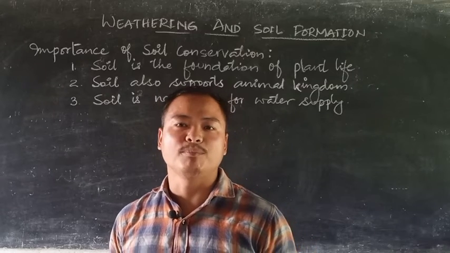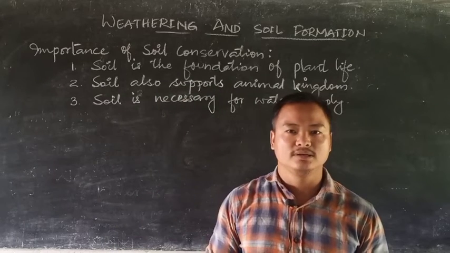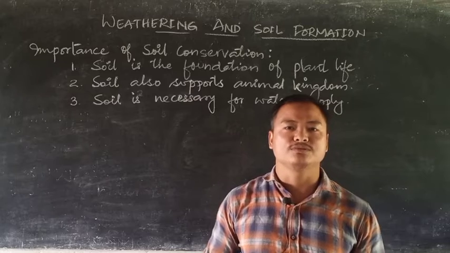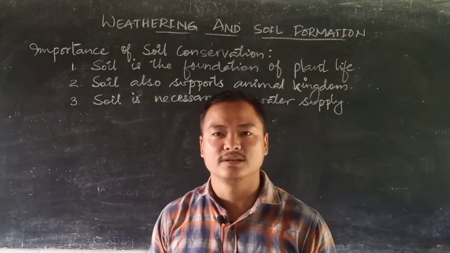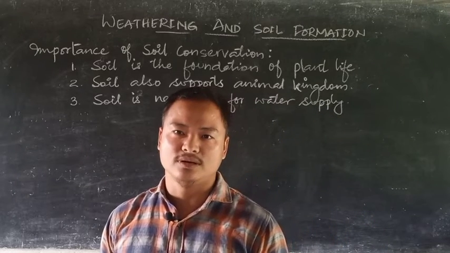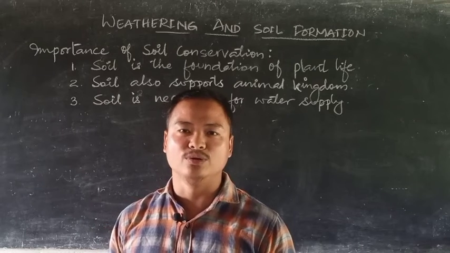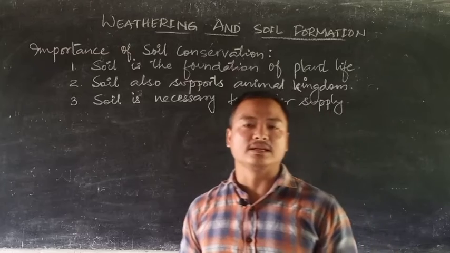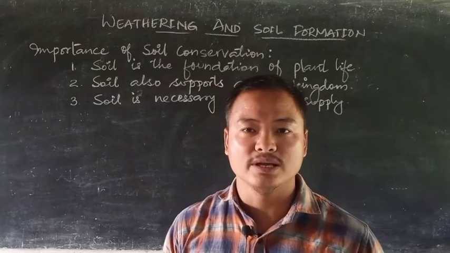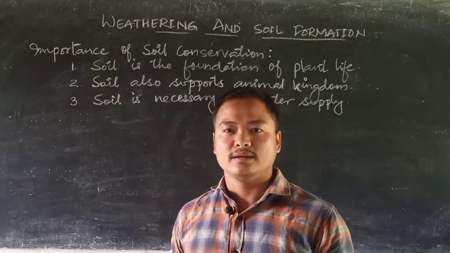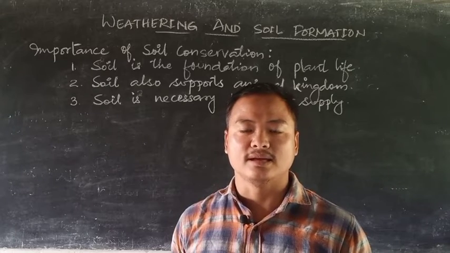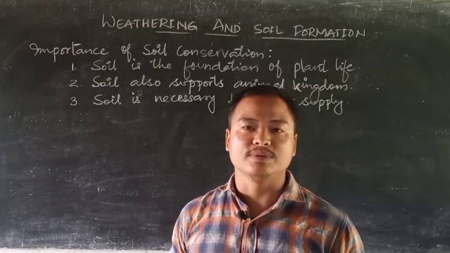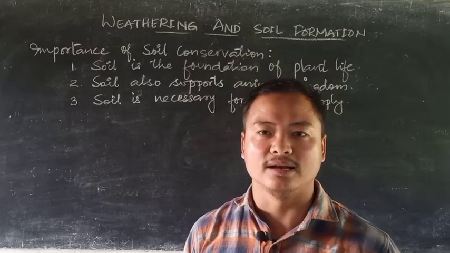There may be certain plants that grow on water, but most of the vegetation that we see on the earth grows on soil. So without soil, there will be no plant life. Hence, it's very important. And similarly, it is for animals as well, because just as plants are directly related to soil, animals are also directly related to the soil.